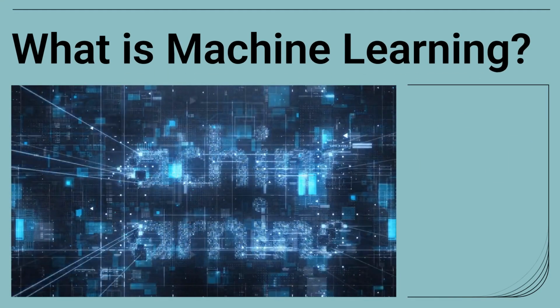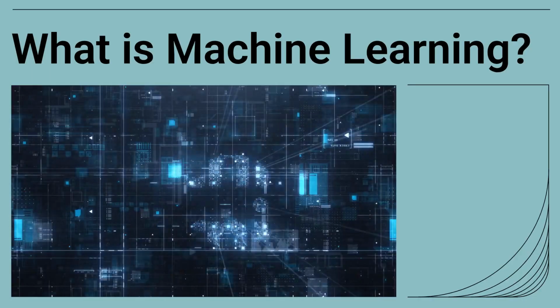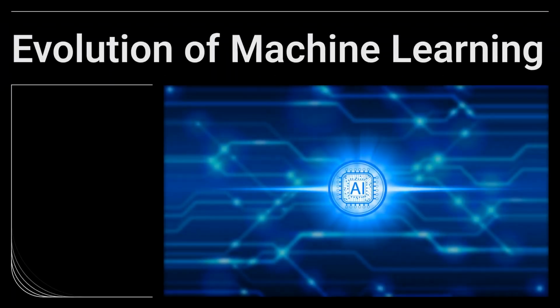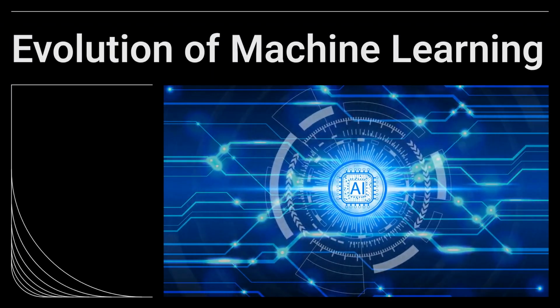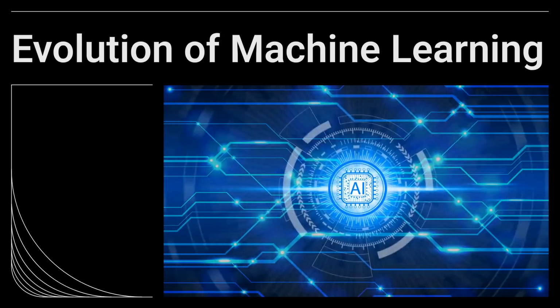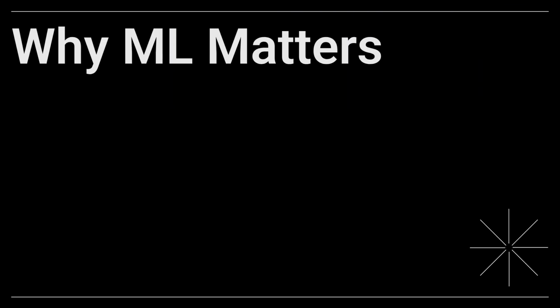Machine learning is a subset of artificial intelligence that enables systems to learn and improve from experience without being explicitly programmed. From early statistical models to today's complex neural networks, ML has rapidly evolved, driven by advancements in computing power and data availability. So why is machine learning such a critical field right now?